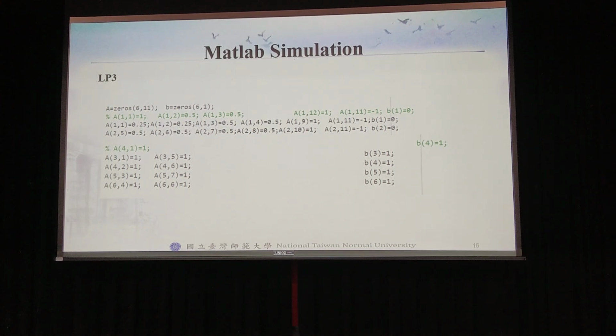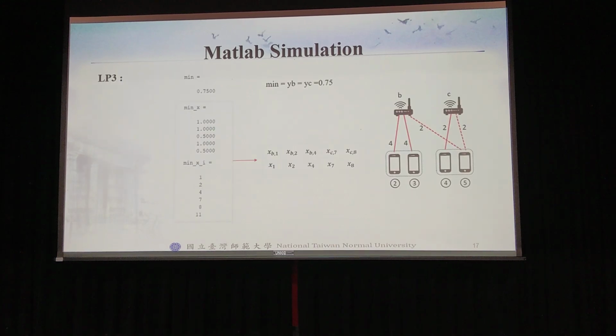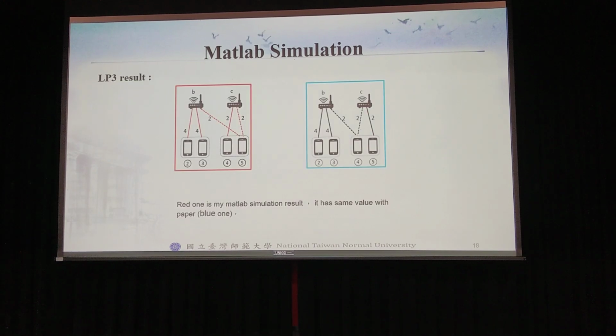Leaving 2 APs and 4 users, which can form a 6,11 matrix. The remaining groups will become a fairness group. It cannot be removed anymore because all the load vector is 0.5. So the red one is my main simulation result. It has the same value as the paper.